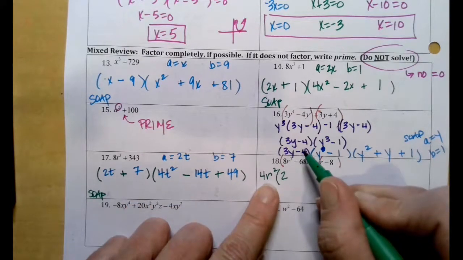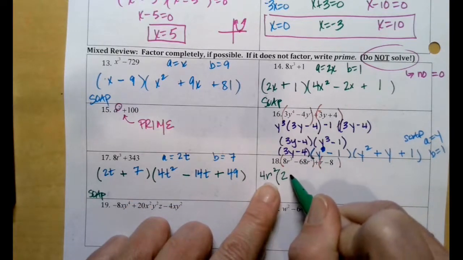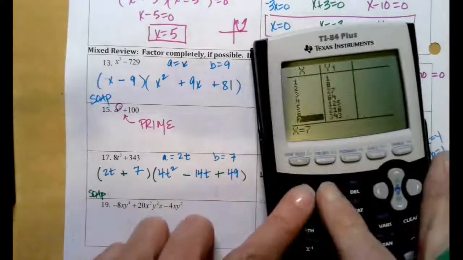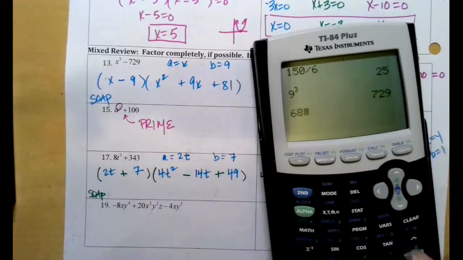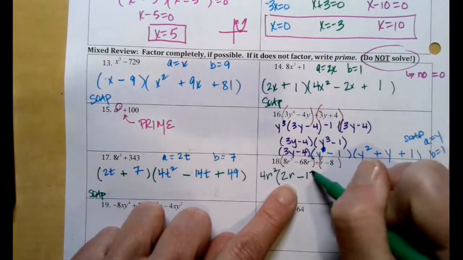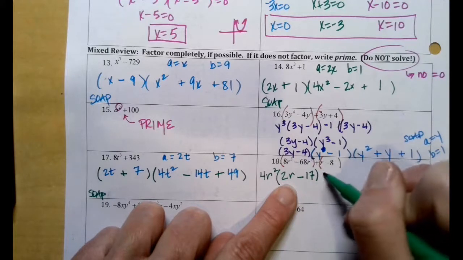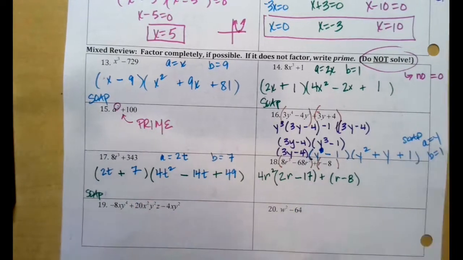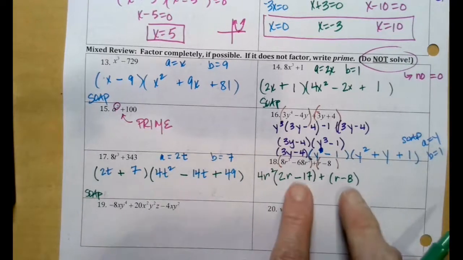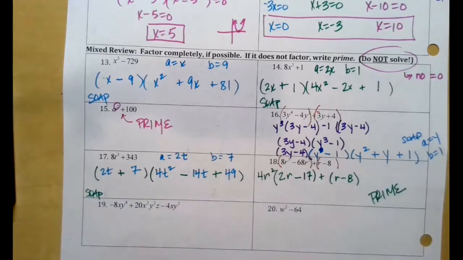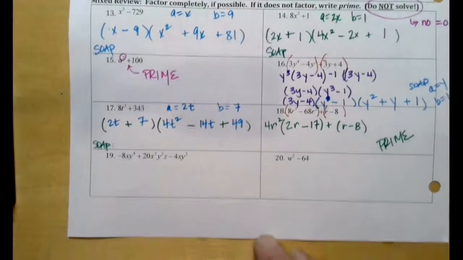It's going to leave me with 2 and R minus, so 68 divided by 4 is going to be 17. 2 minus 17 plus R minus 8. Guess what? This guy doesn't factor. No happy face. So as soon as I find that, we write prime.